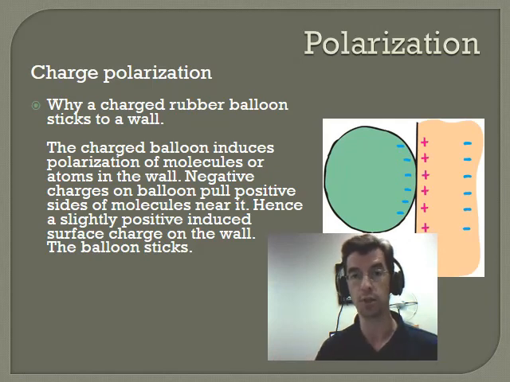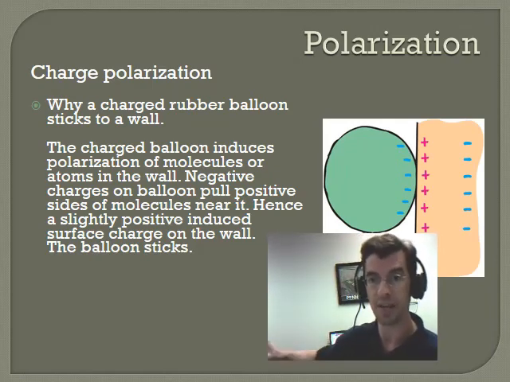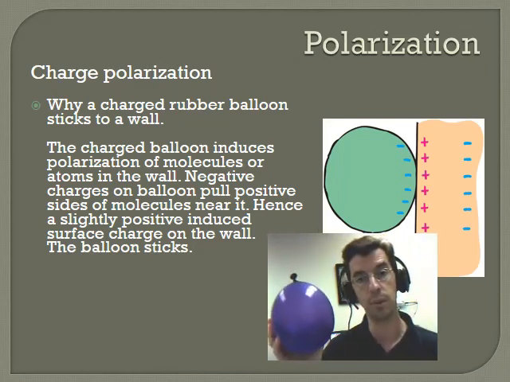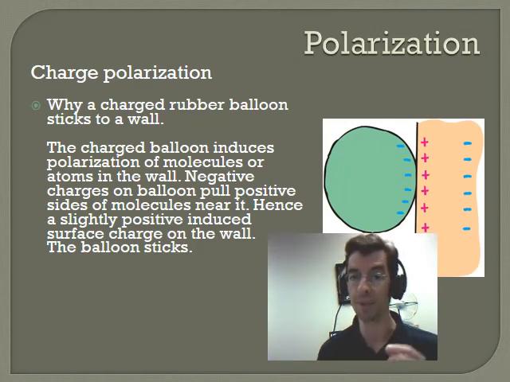I'll have what's called charge polarization. The wall is going to appear to have a positive surface. Now all of a sudden I'll have a negative balloon close to a positive surface wall, and we're going to see a force of attraction which will keep the balloon hopefully in place.